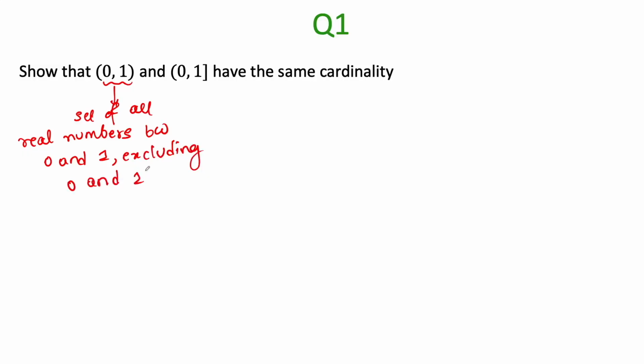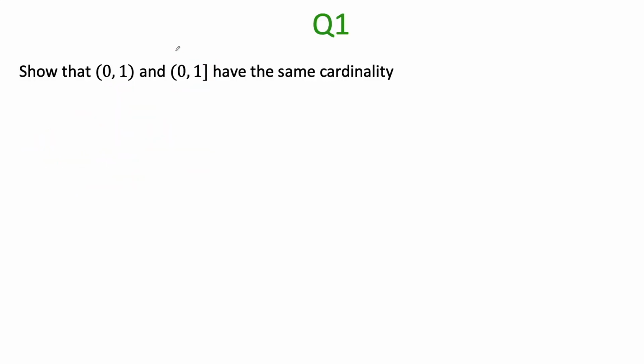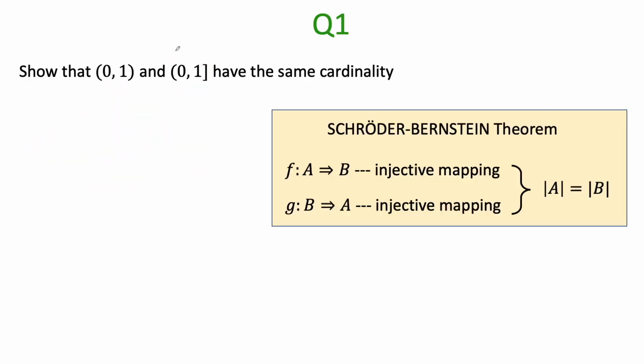Whereas the second collection here is also the set of all real numbers between 0 and 1, but 1 is inclusive. That means 1 is allowed. That's why the square bracket here, and 0 is not allowed. So that's the interpretation of these two sets. We have to prove that these two sets have the same cardinality. How can we do that?